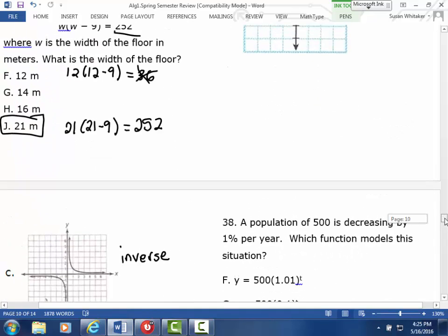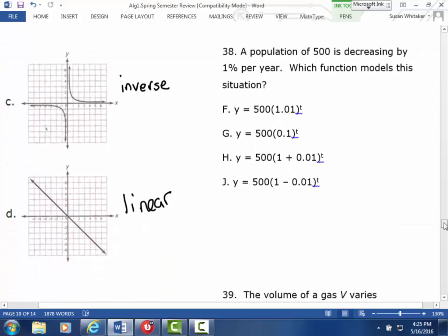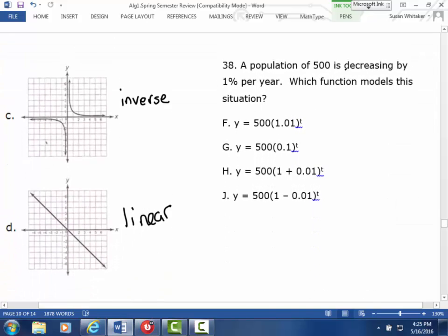Okay, a population of 500 is decreasing by 1% per year. Which function models this situation? Okay, so we're starting with 500. So this starts with 500. 500 is a constant in all of those. Decreasing means we're going to subtract by 1%. So we had 100%, and we're going to subtract 1%.